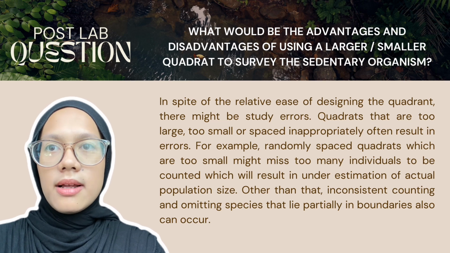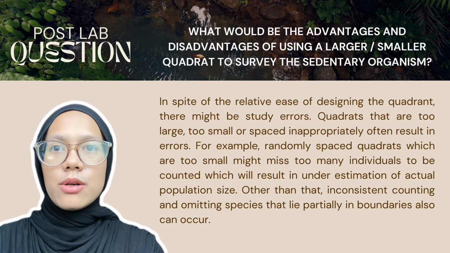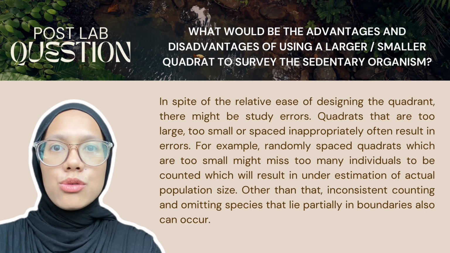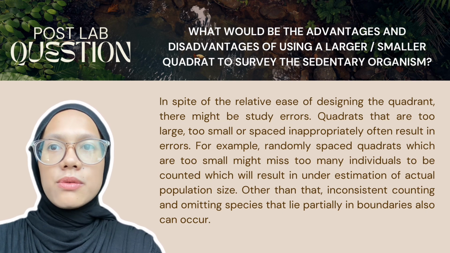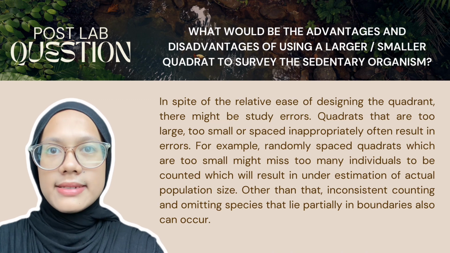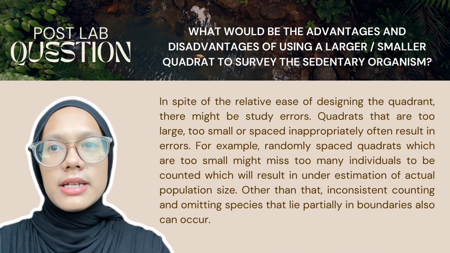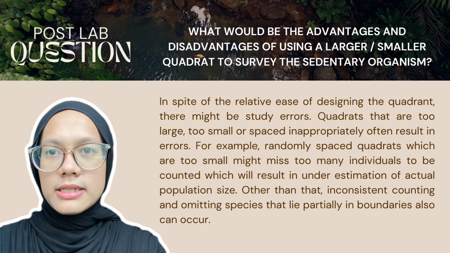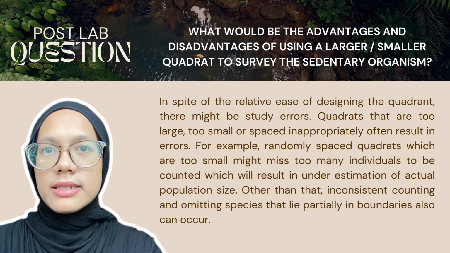For example, randomly spaced quadrants which are too small might miss too many individuals to be counted, which will result in underestimation of actual population size. Other than that, inconsistent counting and omitting species that lie partially in boundaries can also occur.